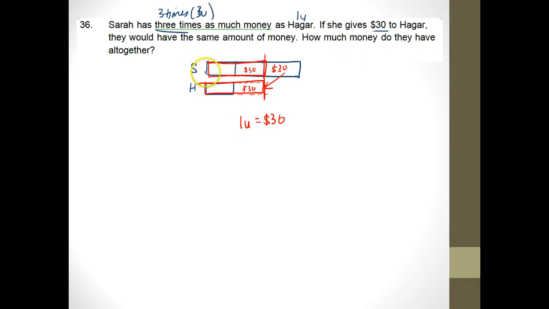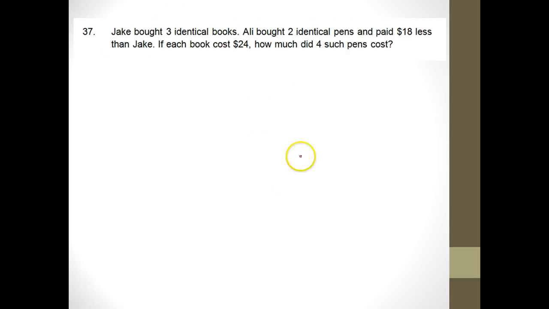Therefore, how much money do they have altogether? So this amount is transferred here. So I have 1, 2, 3, 4 units. So 4 units will be 30 times 4, which is $120.